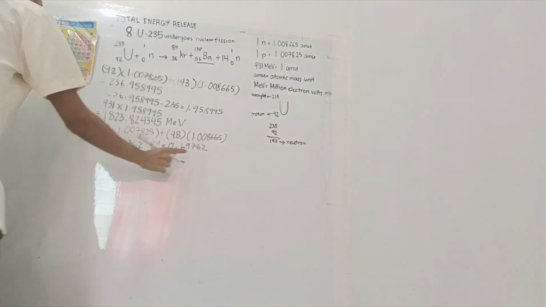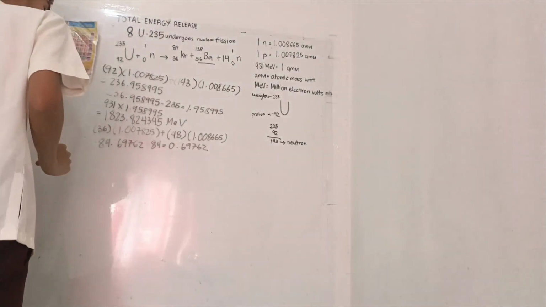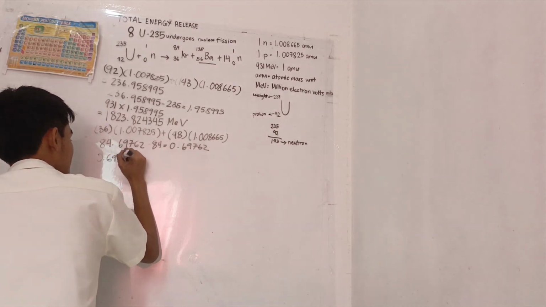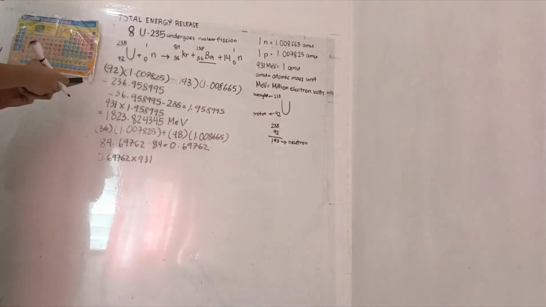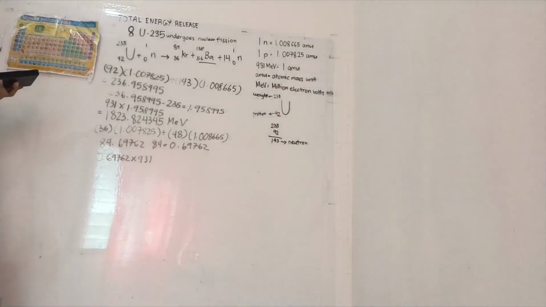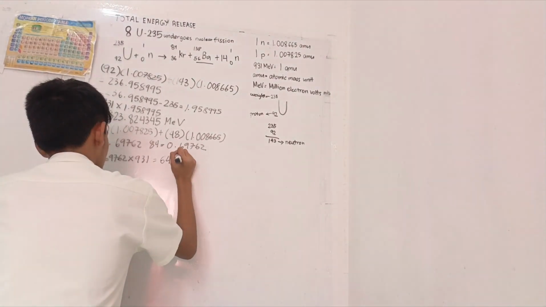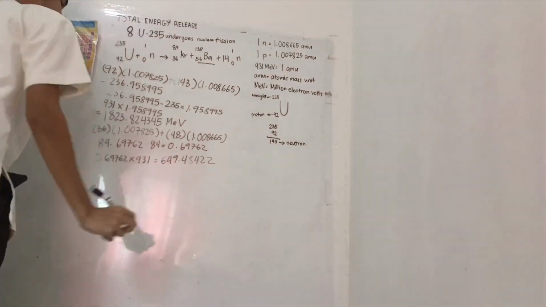Ngayon, yung sagot na yan, i-multiply din natin siya sa 931 para ma-convert siya into MeV. Now, 0.69762 times 931. Ang sagot, 649.48422 MeV.